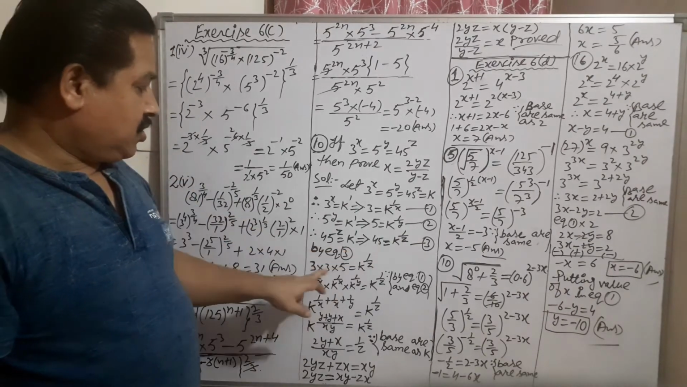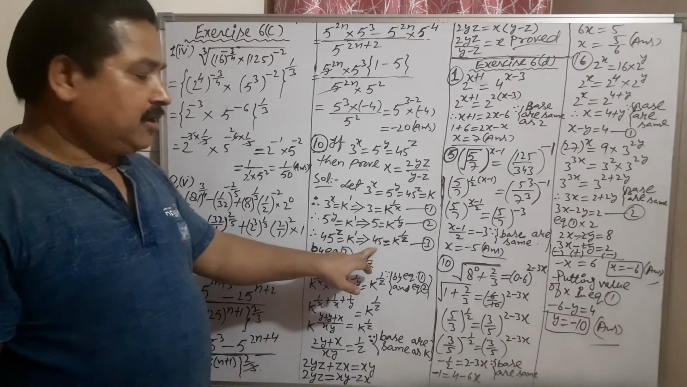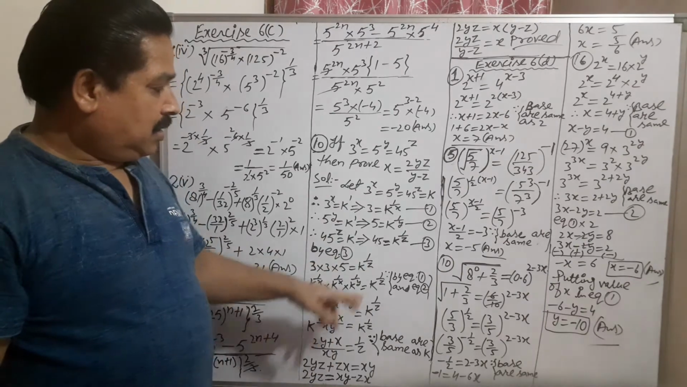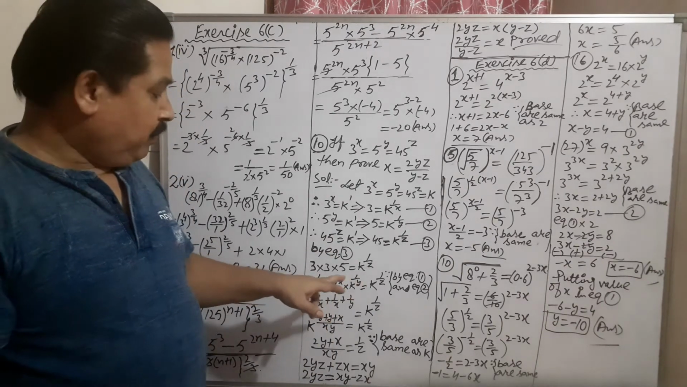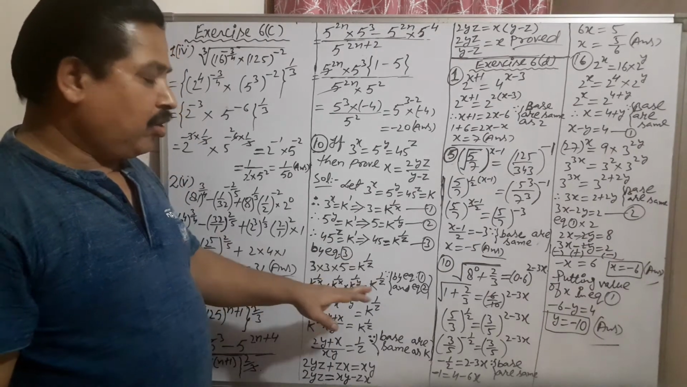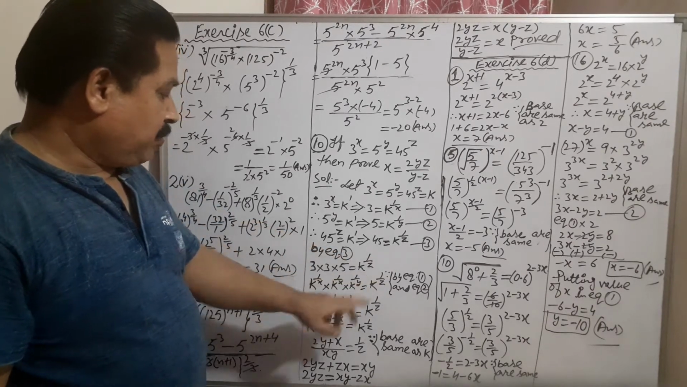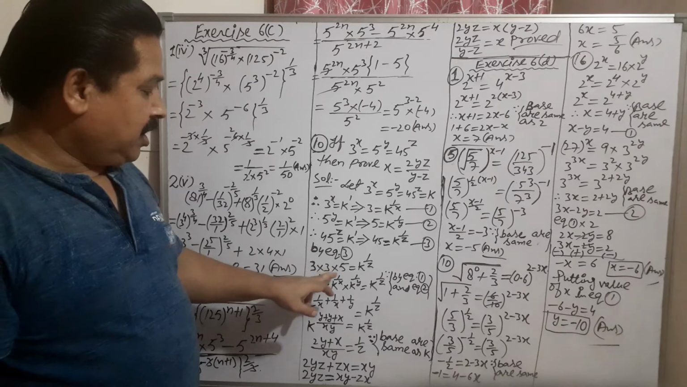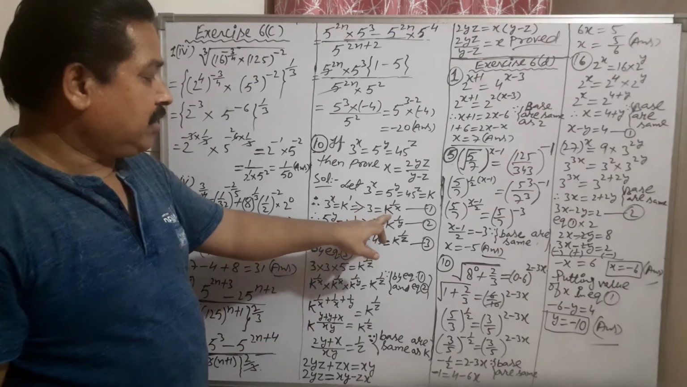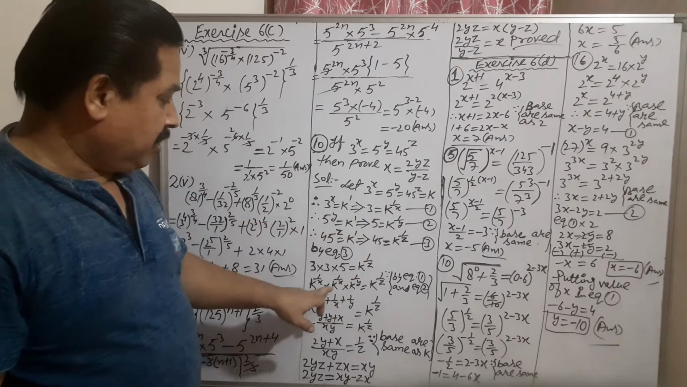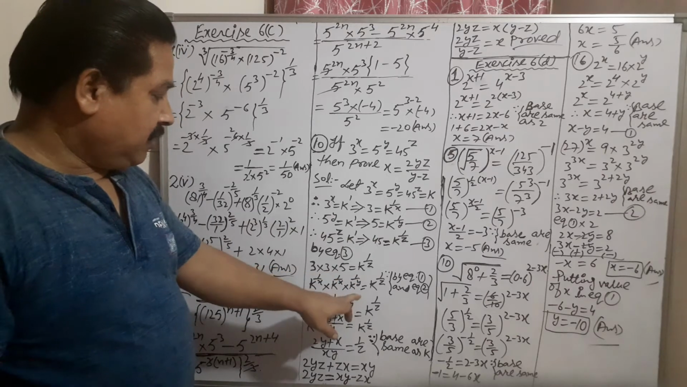Now see the last equation, equation 3. Splitting 45 into its smallest factors in factor form, 3 into 3 into 5, equals k to the power 1 upon z. Put the values of 3 and 5 here, in place of 3 and 5.